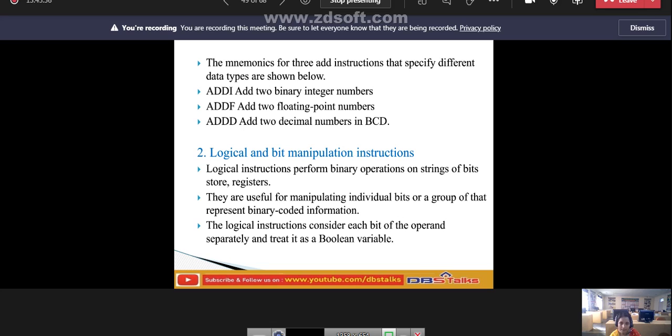Next, coming to logic and bit manipulation instructions. The logic instructions perform binary operations on strings of bits stored in registers. They are useful for manipulating individual bits or a group of bits that represent binary coded information. The logical instruction considers each bit of the operand separately and treats it as a Boolean variable. By a proper application of the logical instructions, it is possible to change bit values, to clear a group of bits, or to insert new bit values into the operand stored in a register or memory word. Some typical logical and bit manipulation instructions are listed here.